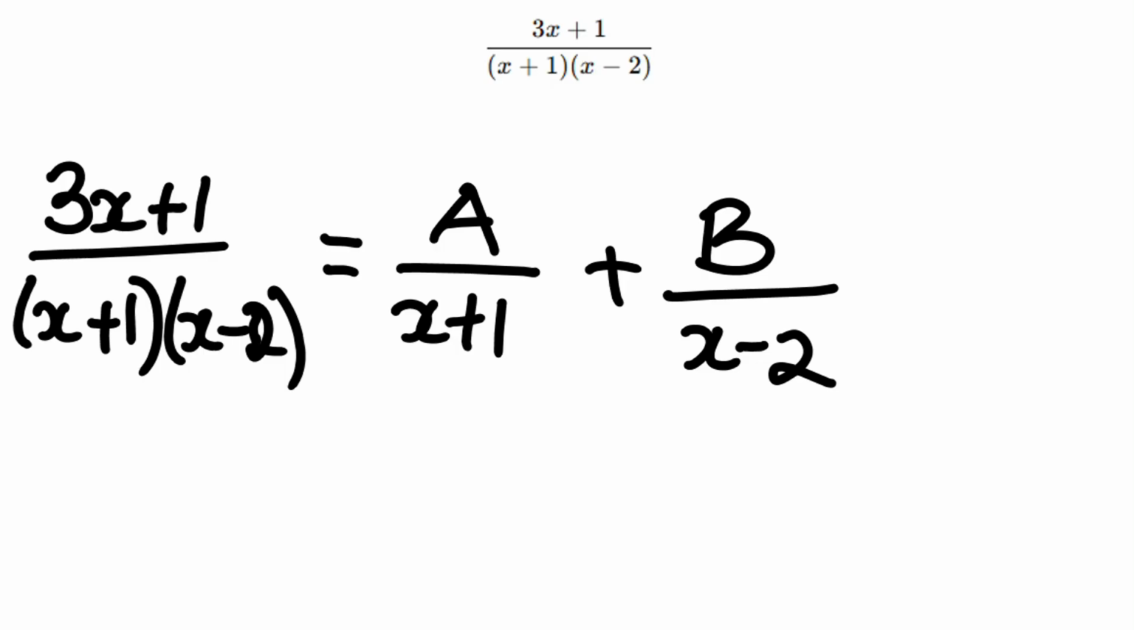So this is the first one. We're able to express it in partial fractions of variables. But right now we are going to solve for the values of a and b. So how do we do that?